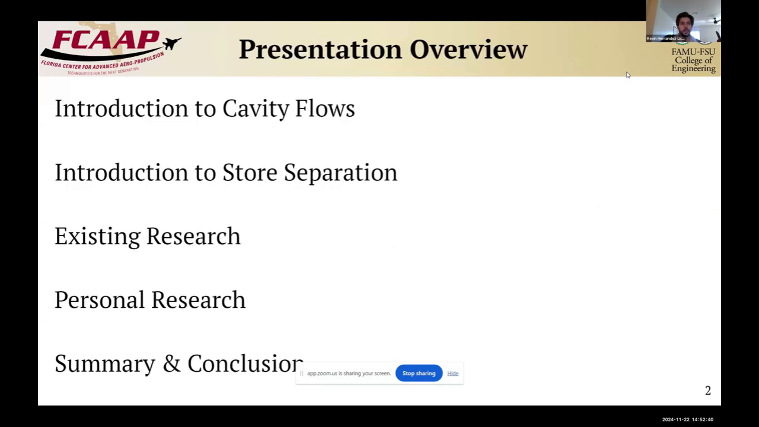So just an overview, what we're going to go over today is I'm going to introduce you all to cavity flows, introduce you to store separation, go over some of the existing research and its findings, and then just a little bit at the end, go over my personal research and what I'm doing, and then a summary at the end.